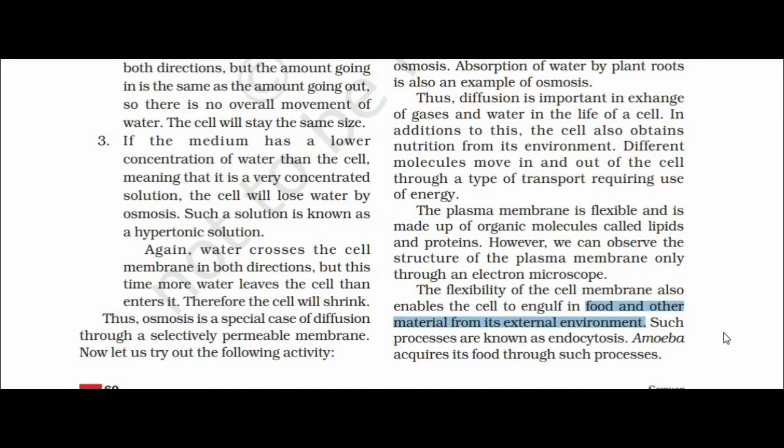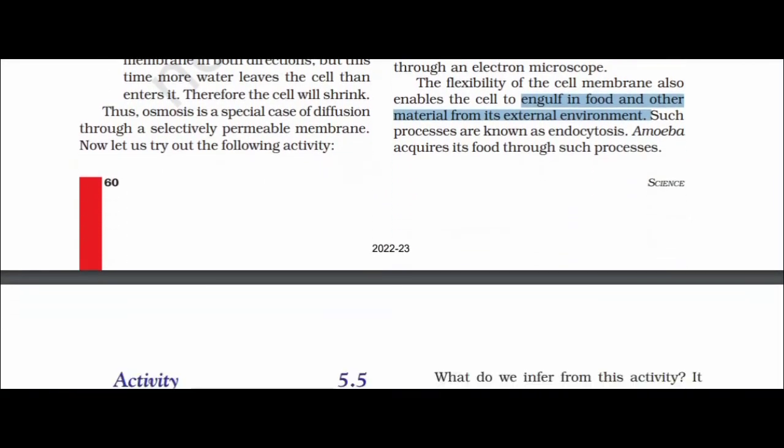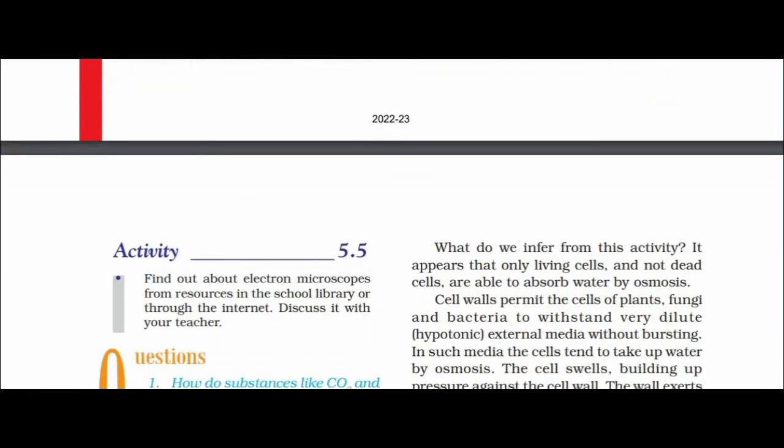Such processes are known as endocytosis. Amoeba acquires its food through such processes. What is endocytosis? Endocytosis is engulfing the food and other material by the plasma membrane, because the plasma membrane is flexible. So amoeba acquires its food through such processes.